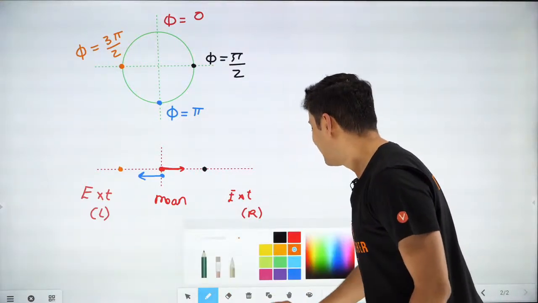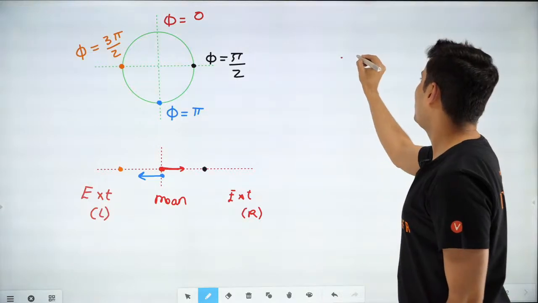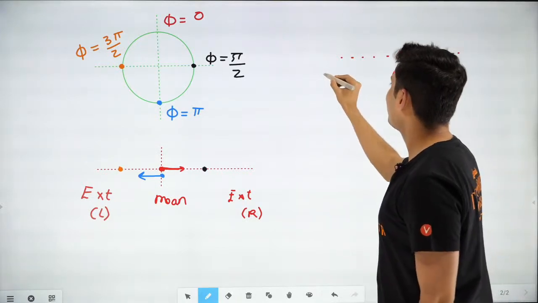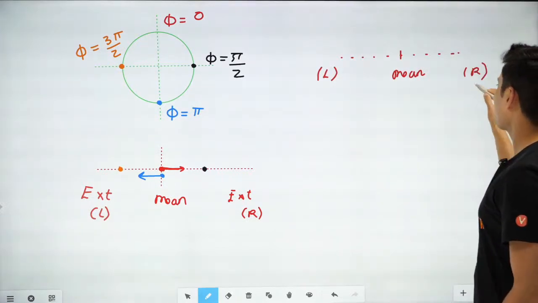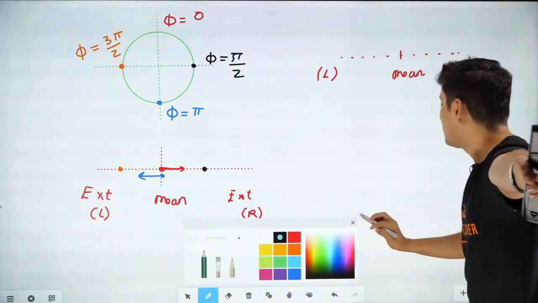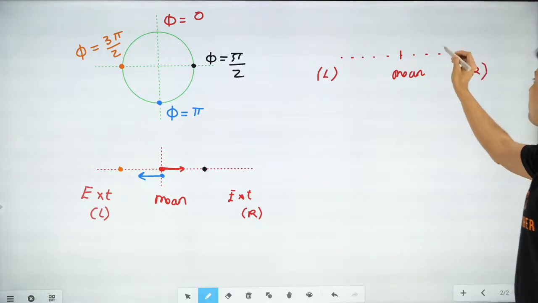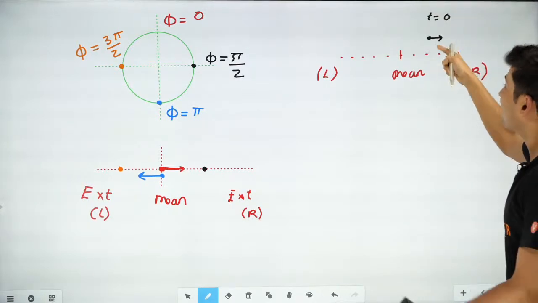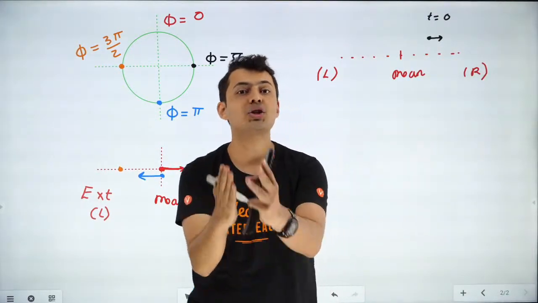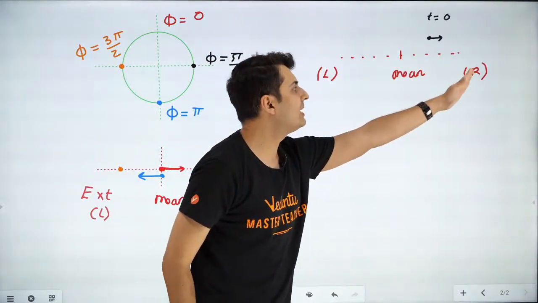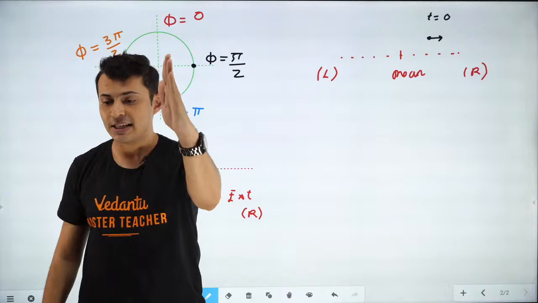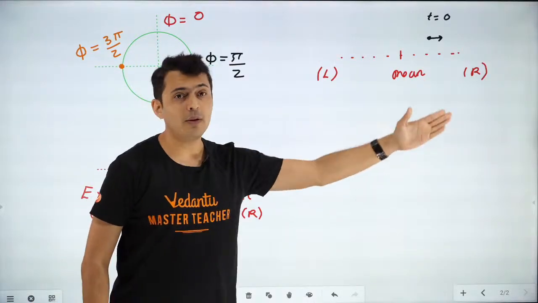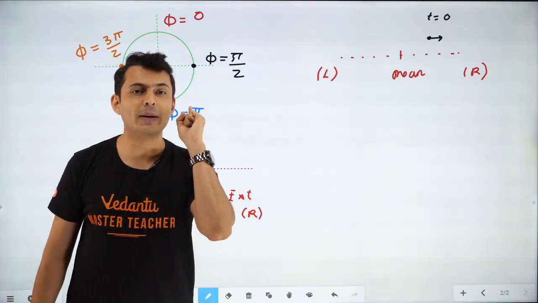And similarly, think about it, guys. Imagine I tell you that there is a particle which is performing SHM. This is mean position, this is extreme left, and this is extreme right. Just imagine if I tell you there is a particle somewhere between mean and extreme here, and it is going towards the right side initially at t equal to 0. Guys, can you guess between what and what angle should the phi value lie? If it is between mean and extreme at t equal to 0, can you guess what should be the value of phi between? Yes, it should be between 0.